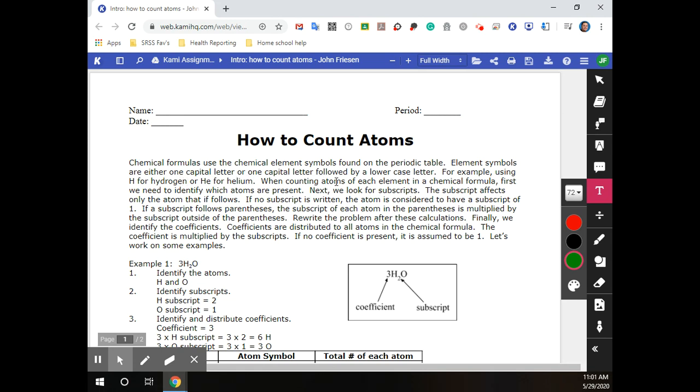When counting atoms of each element in a chemical formula, first we need to identify which atoms are present. Next we look for subscripts. I'll explain. Maybe I'll just show you now. This is a subscript, these little guys below. And this guy right here is the coefficient. So first we look for the subscripts. The subscript affects only the atom that it follows. So this means that there are two H's, if you were just to look there.